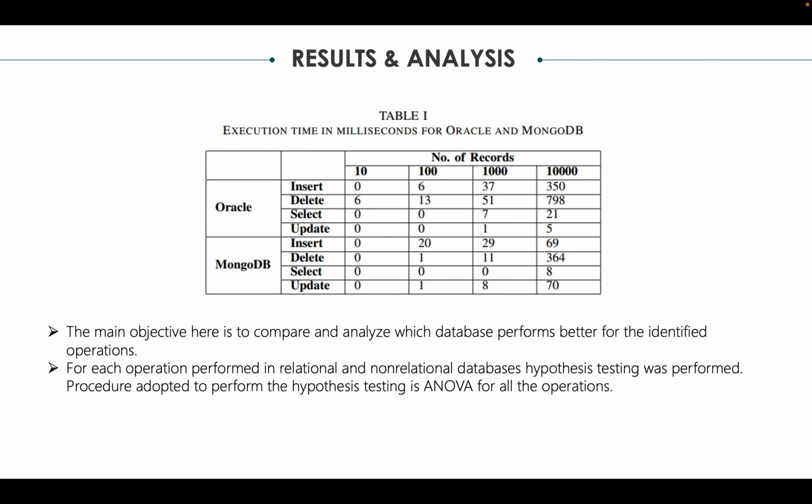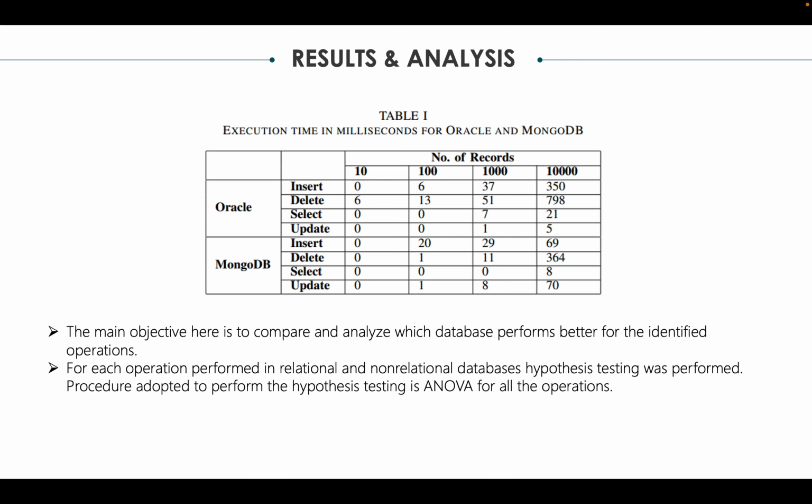Resultant analysis. We can see here the execution time in milliseconds for MySQL and MongoDB for 10, 100,000 and 10,000 records. The main objective was to compare and analyze the execution time and query performance. For each operation, we performed hypothesis testing, using a particular type of test known as the ANOVA test.